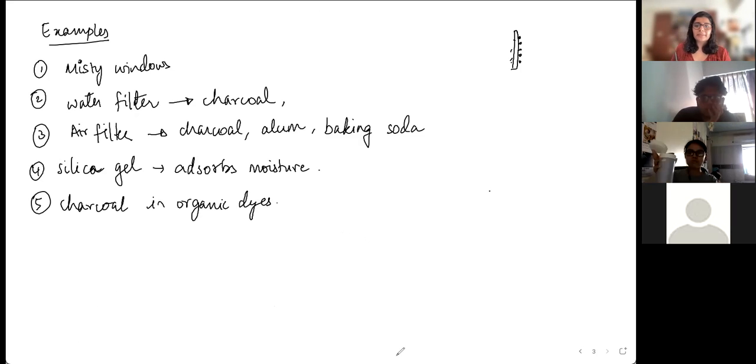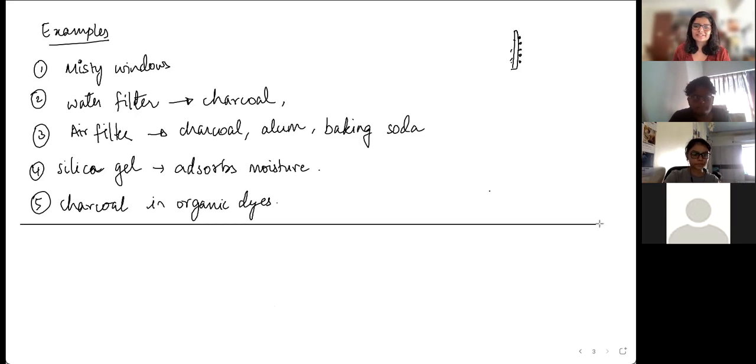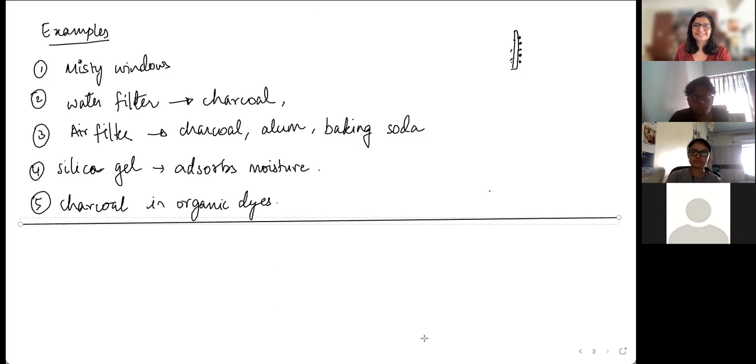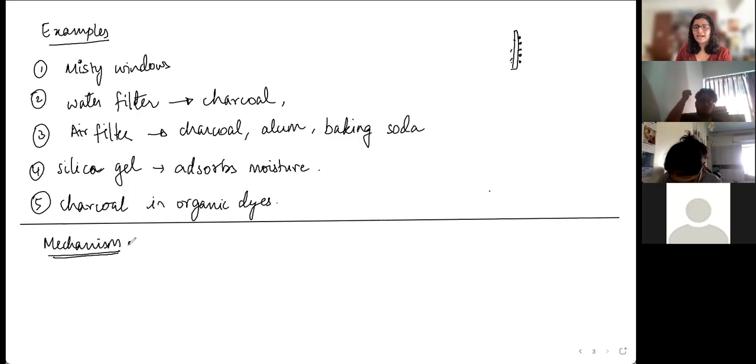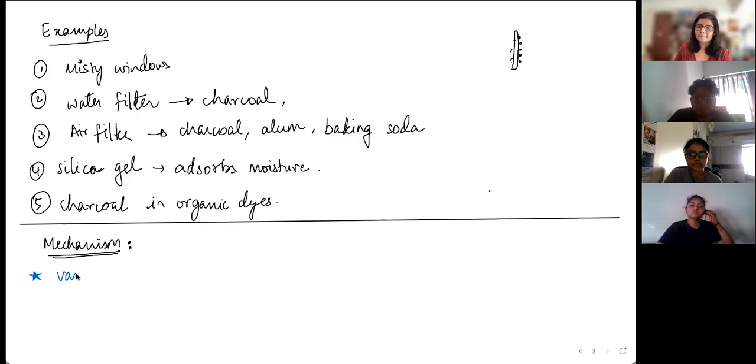So let's talk about the mechanism of adsorption. What happens here? This whole chapter is going to be like this, okay? It's just information, so it'll be very theoretical. Like, why does adsorption happen? What makes the particles accumulate or stick to the surface? Okay. So the whole key lies in van der Waals forces. That's the main or primary reason why adsorption happens.